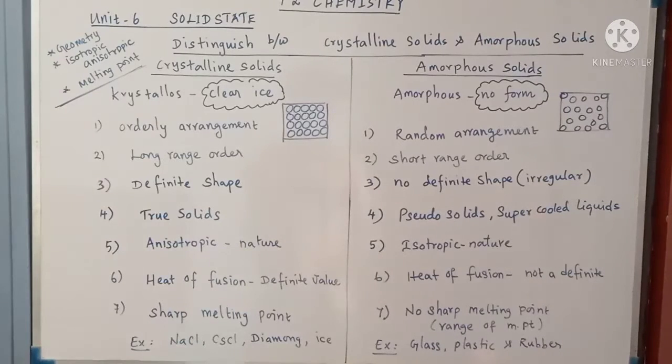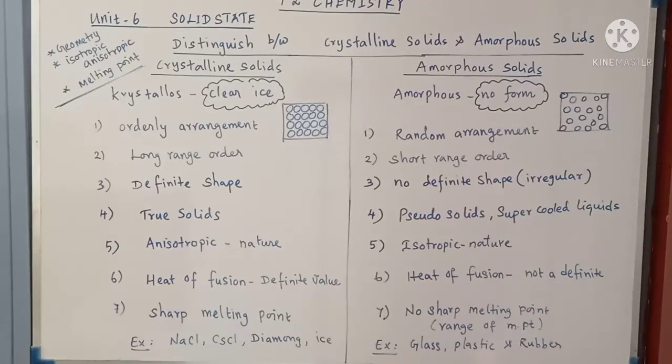In this video, I am going to discuss the differences between crystalline solids and amorphous solids, which comes under unit number 6, solid state. Mainly I am going to discuss 3 points: the geometry, the way the particles are arranged in crystalline solids and amorphous solids, followed by the two different natures, isotropic nature and anisotropic nature of these two materials, as well as the nature of melting point. So these are the major differences between crystalline solid and amorphous solid.